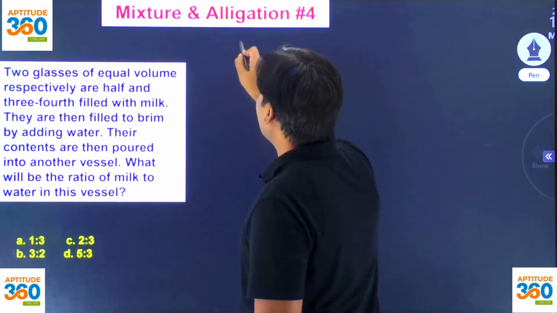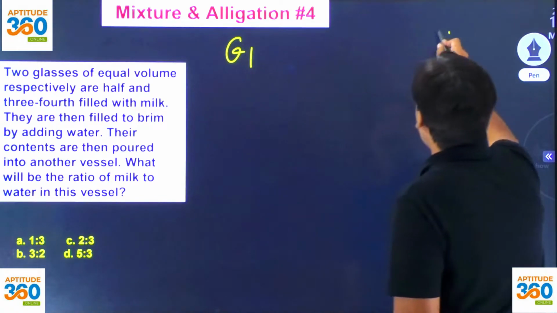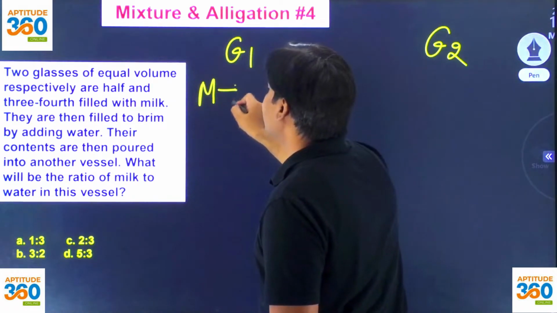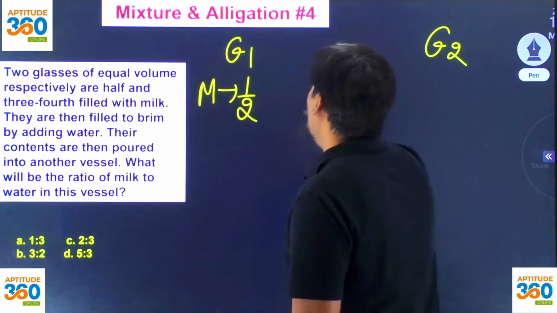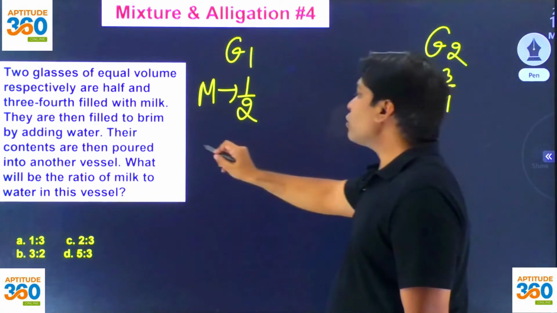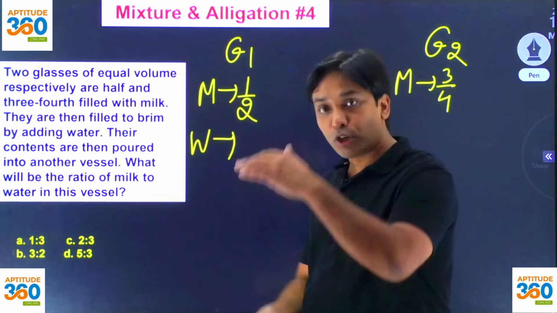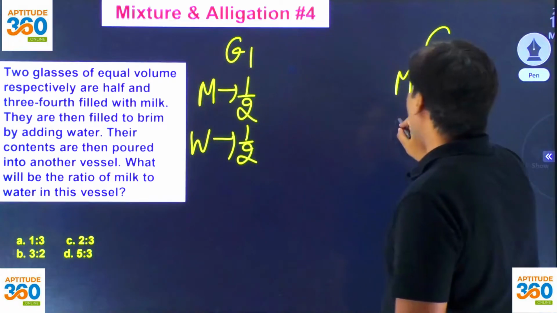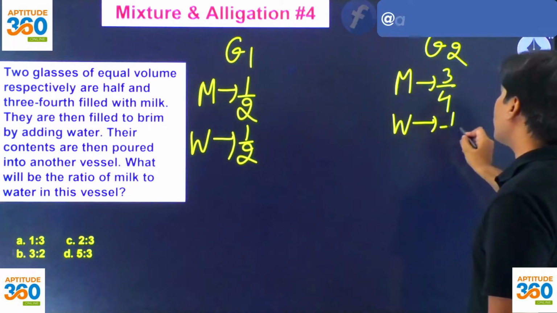So I have got glass 1 and then glass 2 and I have got milk. How much is the milk here? Half milk. And how much is milk here? 3 by 4. So what is going to be the water? क्योंकि अब इसको पूरा का पूरा completely full भी करना है हमारे को. So water obviously is going to be half. And over here water is going to be 1/4 of the total.